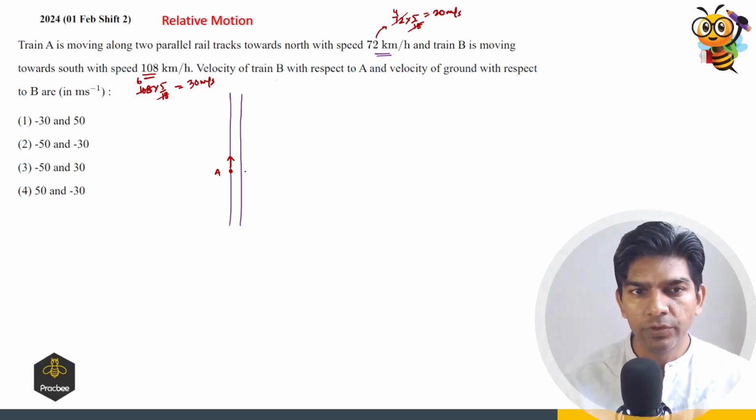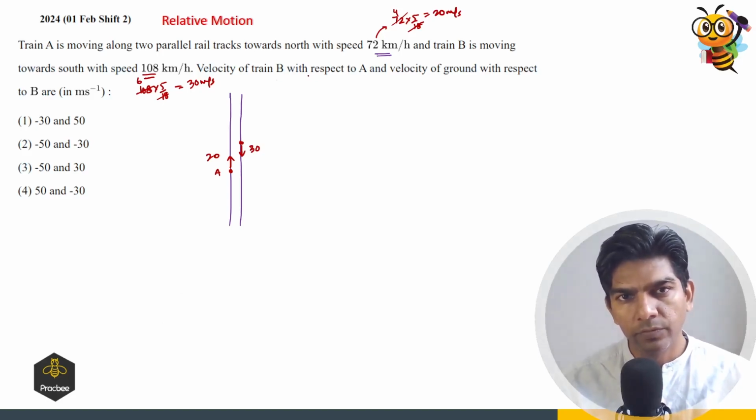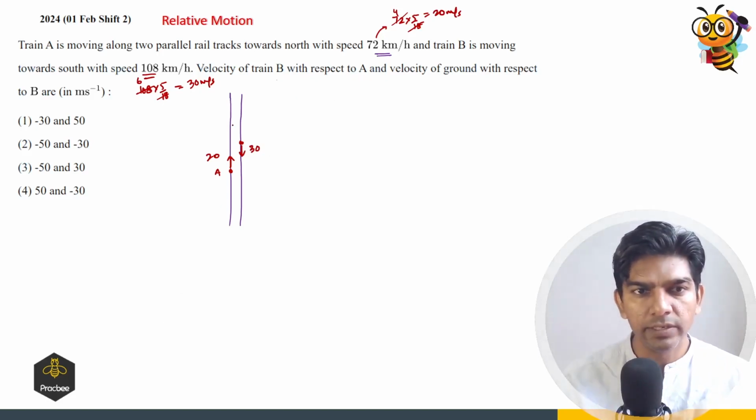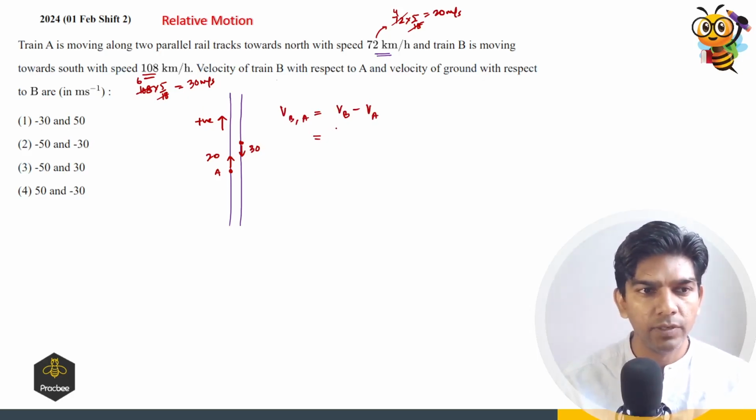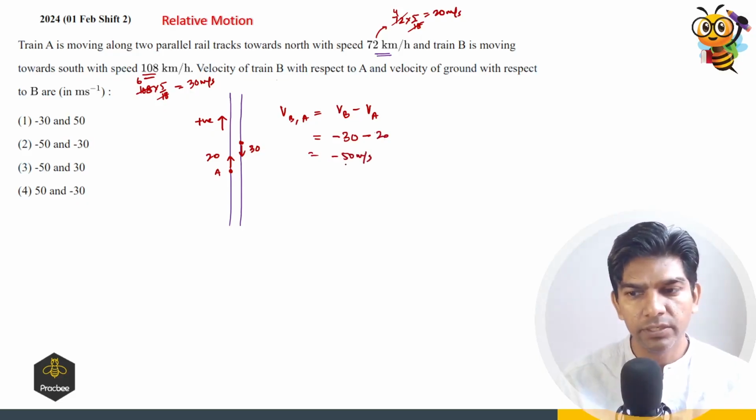Okay, so 30 meters. So now we know the speeds. So this is 20, and there is another train which is coming in the south, going toward the south direction with 30 meters per second. So velocity of train B with respect to A. Let us assume upward direction is positive. So velocity of B with respect to A will be velocity of B minus velocity of A, and that will be minus 30 minus 20, right? So that will be minus 50 meters per second.